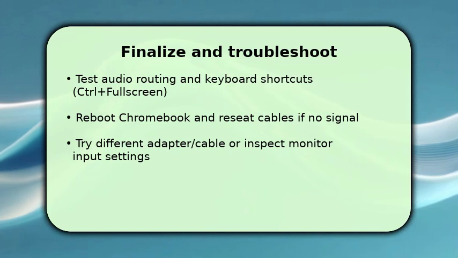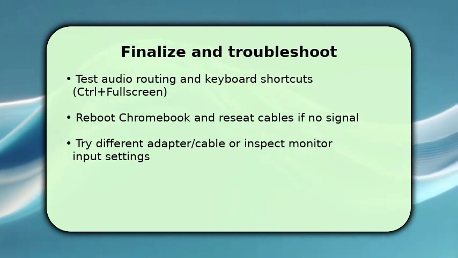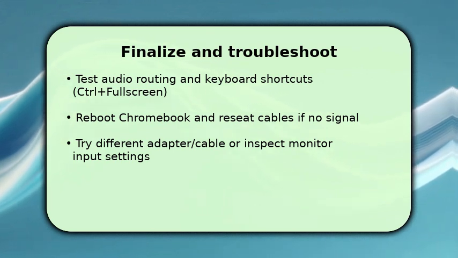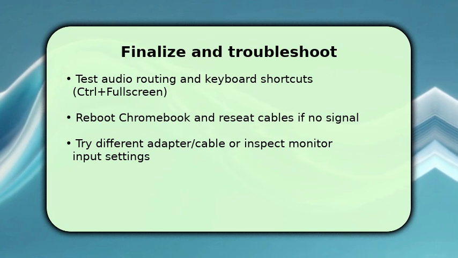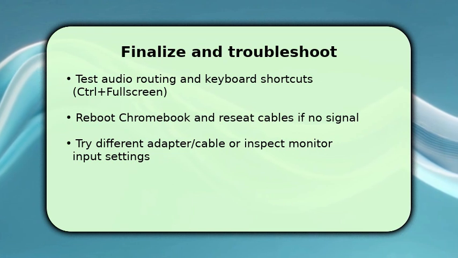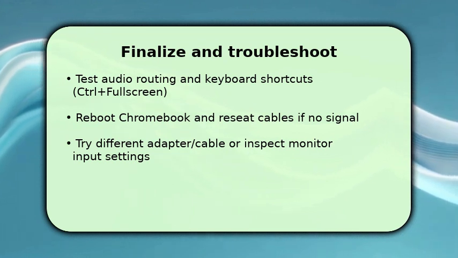Finish by testing audio and input. Some monitors pass sound via HDMI/USB-C, so check Chrome OS audio output. Use keyboard shortcuts to toggle displays quickly. This helps verify modes. If nothing appears, reboot the Chromebook and reseat cables.